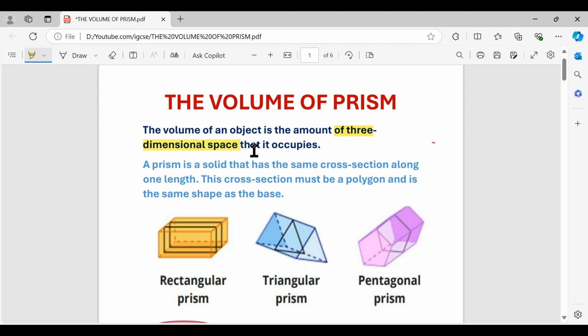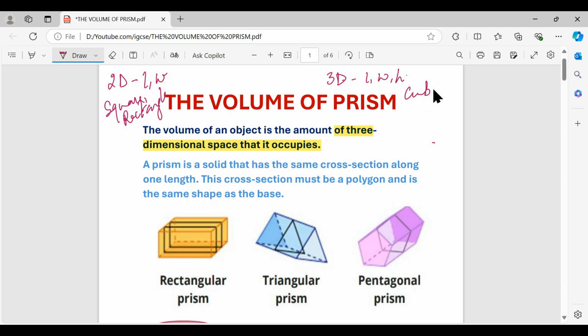So you might have learned earlier the shapes, 2D shapes, and then 3D shapes. When we talk about 2D shapes, they will have length and width, for example, square, rectangle. And when we speak about 3D shapes, they will have length, width, and height, for example, cube, cuboid, sphere, and so on.